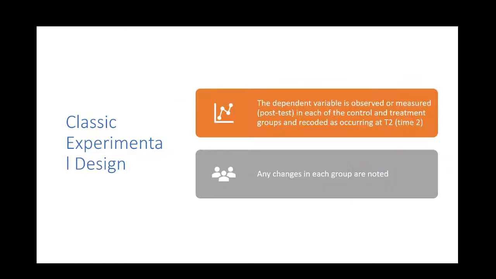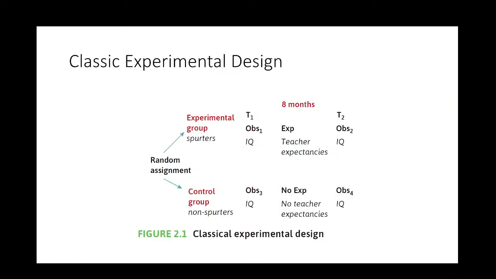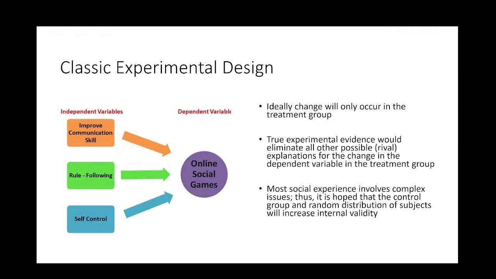Okay, and then the dependent variable is observed or measured in a post-test at time 2, right? So you measure it again at time 2, and any changes in each group are noted. That's a classic experimental design. Okay, I'll explain this to you.